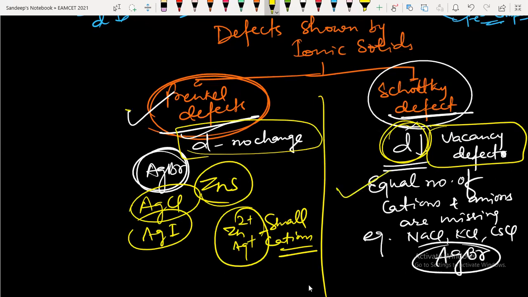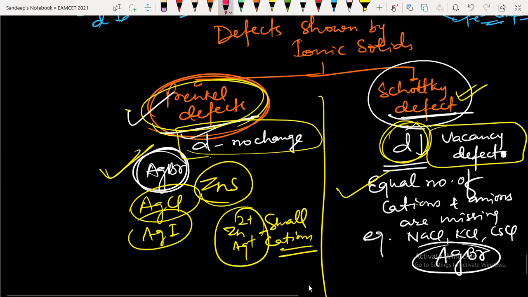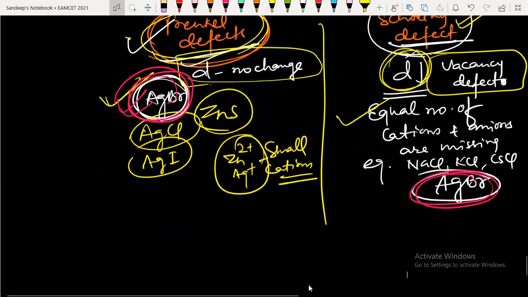And these are shown by those ionic compounds. Frenkel defect is shown by those ionic compounds where the cation size is small, but Schottky defect is shown by those ionic compounds where the sizes of the cation and anion are almost identical. So keep this in mind, student. And AgBr is unique. Why is AgBr unique? You all know, because it shows both types of defects, Schottky as well as Frenkel.